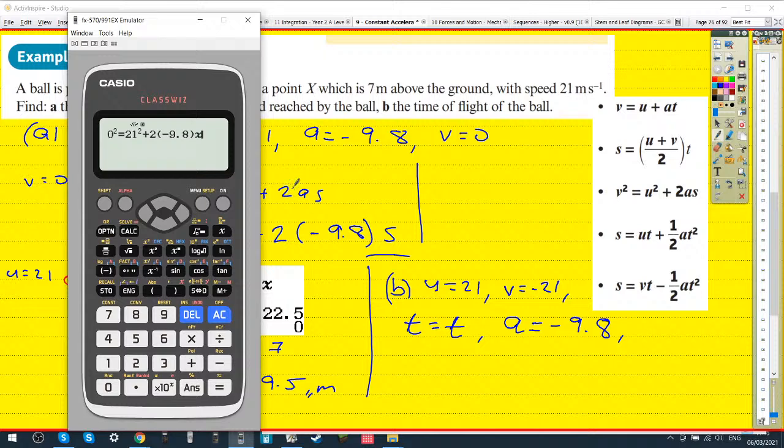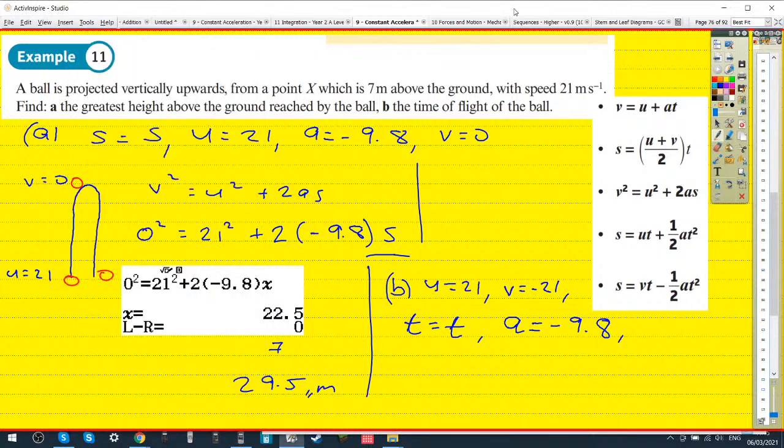V equals U plus AT, which would become minus 21 equals 21 add minus 9.8 T. And then you can minus 21 on both sides, which gives you minus 42, equals minus 9.8 T. Then you divide by minus 9.8 on both sides, which gives you 30 over 7 equals T.